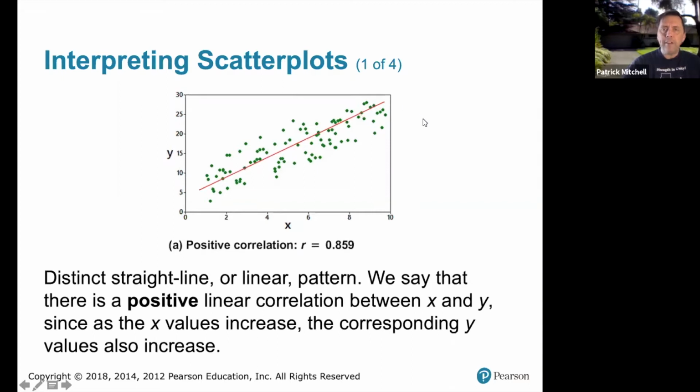So in the next section, 10.2, we're going to be talking about how to find the equation of this line, which you can use to make predictions, right? If you have a particular value of X, what would be the predicted value of Y from this so-called line of best fit?